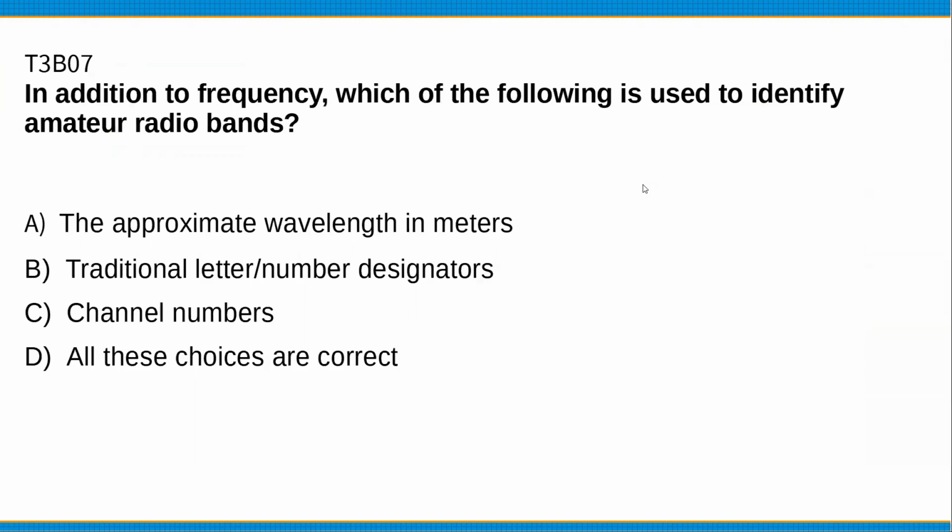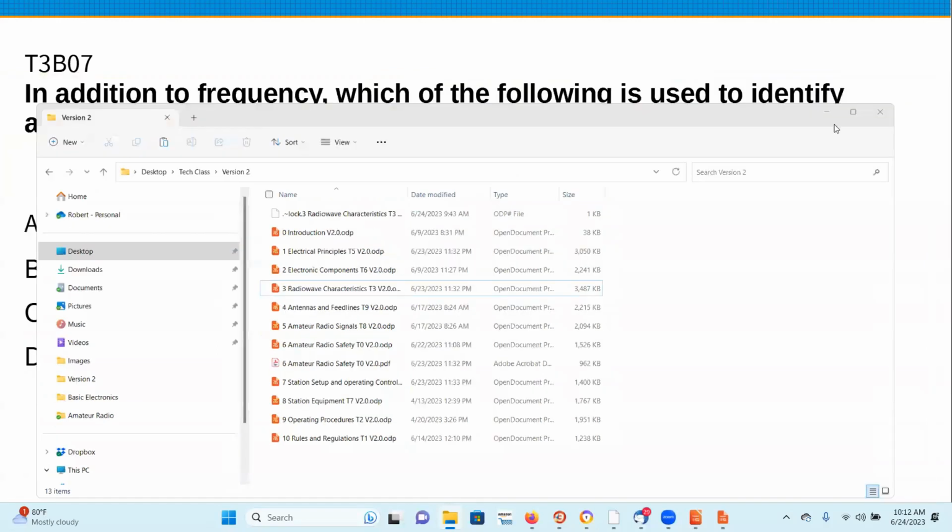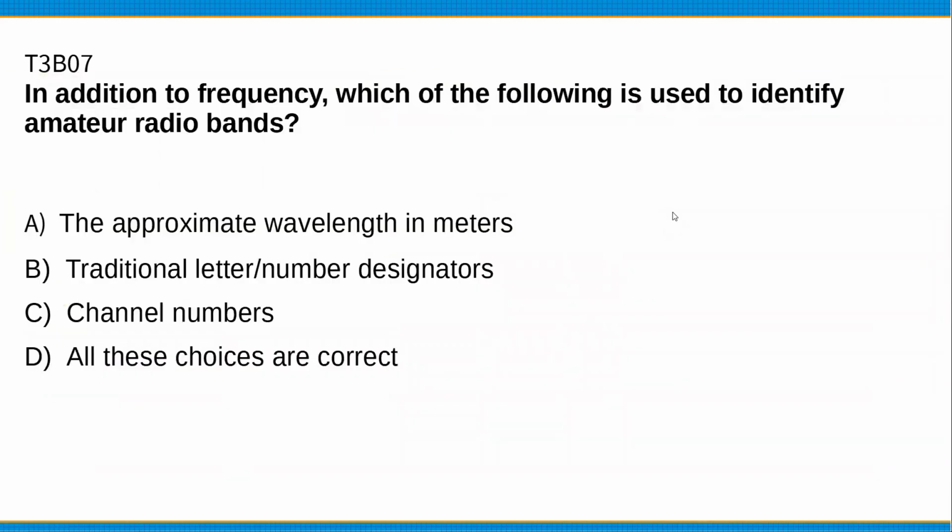Okay, in addition to frequency, which of the following is used to identify amateur radio bands? Right, we didn't talk about the other two, so I'm guessing. Uh-oh. Not on that, Joe. Clicked on the wrong spot.